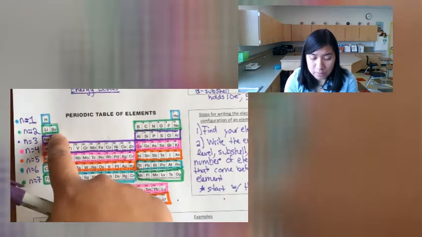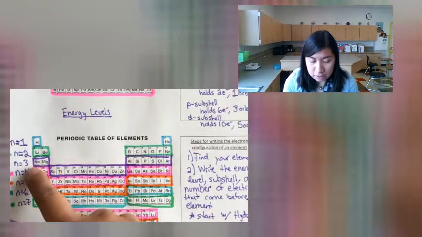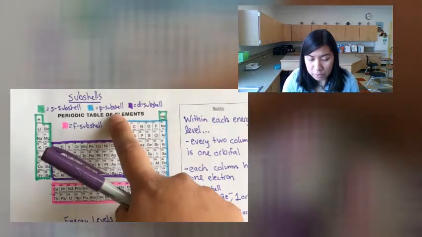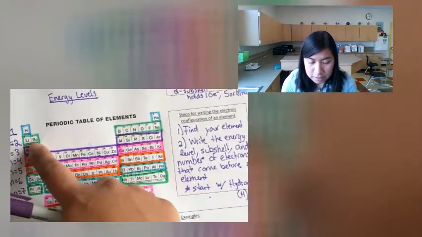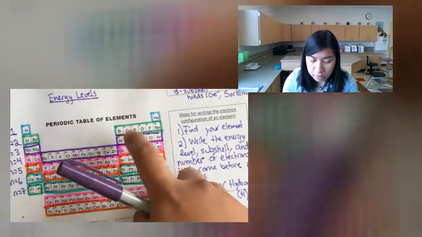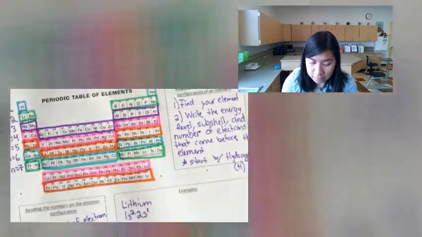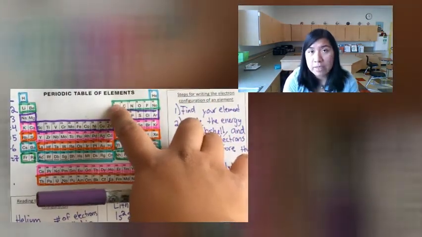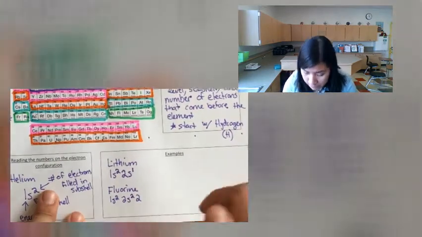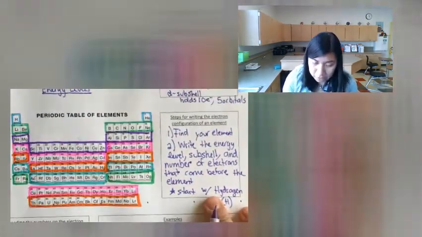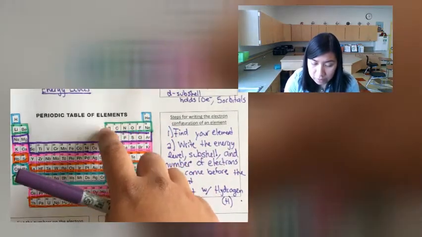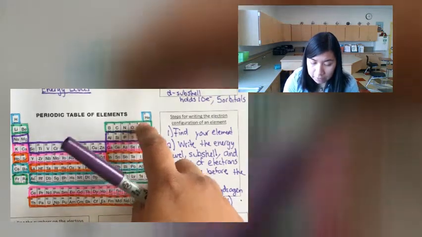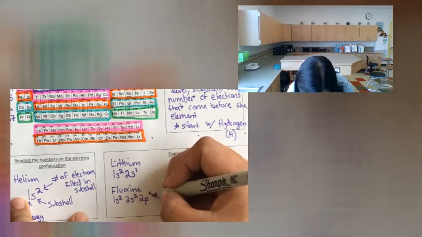So 2s2. Now you go here, and you're still in the second energy level. But now let's look up here. Now you are in the P subshell. So we said this was 2s2. Now we're still in the second energy level. So I'm going to do a 2. But I know that this is the P subshell. So 2p. And now you just count how many electrons are filled. So fluorine is right here. So you're going to do 1, 2, 3, 4, and 5. So you're going to put a 5 right here.